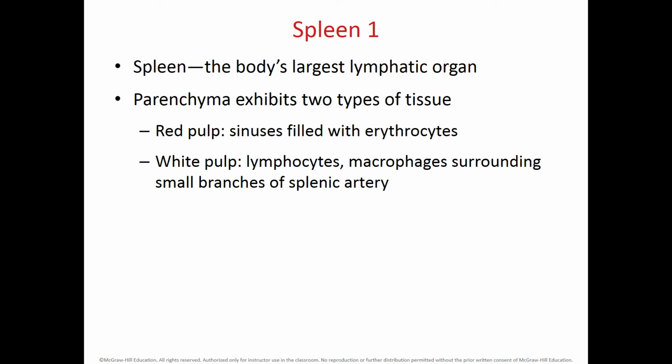The red pulp is called the red pulp because these sinuses, these capillaries, are filled with erythrocytes and it looks reddish. The white pulp is the area where you have concentration of lymphocytes and macrophages that surrounds the branches of the splenic artery. And as the blood is circulating through this splenic artery, the lymphocytes around these arteries can pick up bacterial infections or viral infections or any kind of infections in the blood. So the spleen, through the white pulp, helps to monitor infections in the blood.